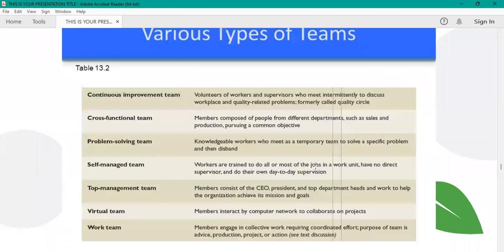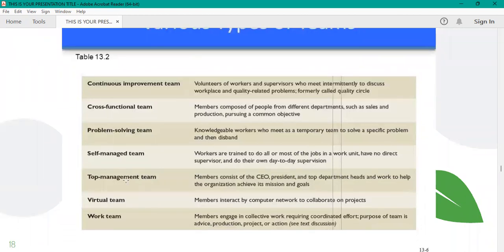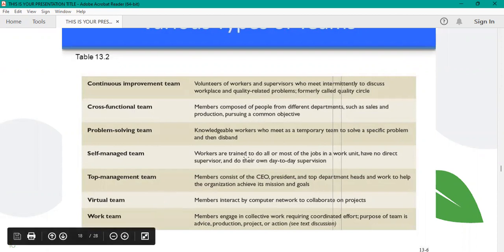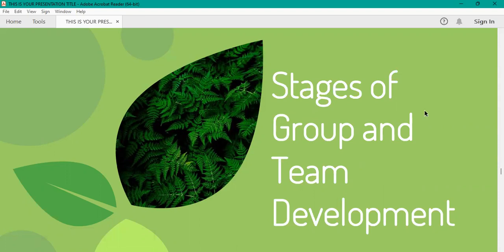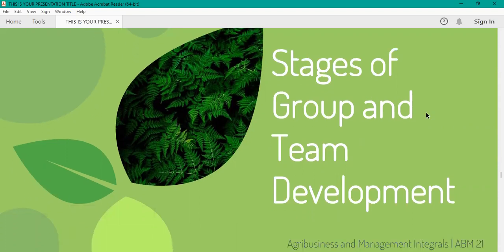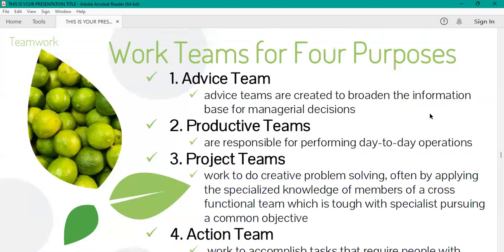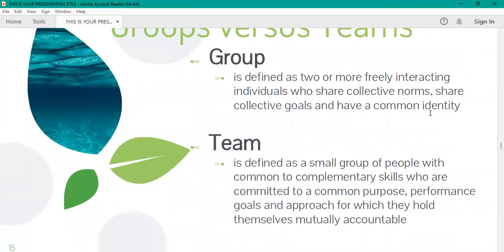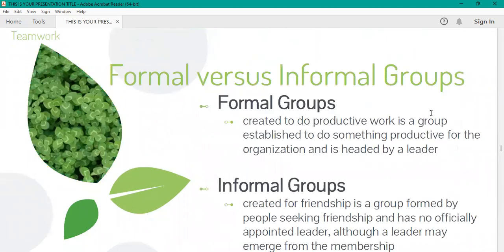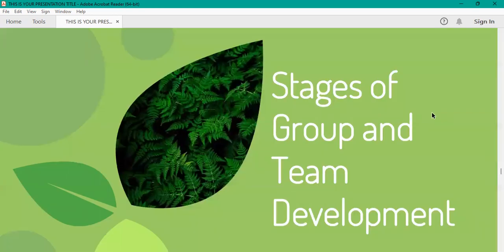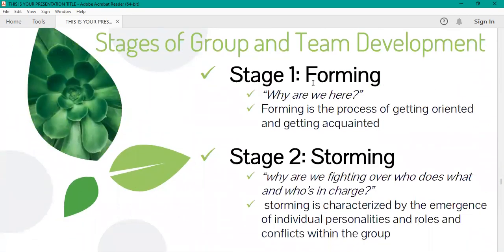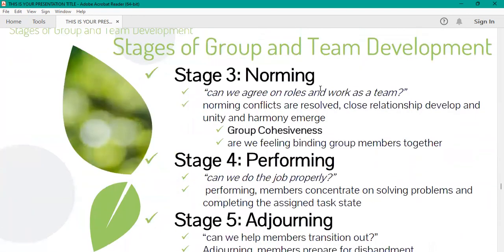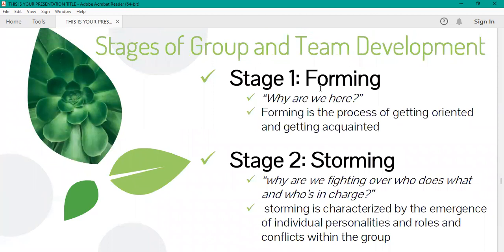We have various types of teams here. As you can see, self-managed team, top management team, virtual team, and work team. So how about the stages of groups and teams? We discussed the previous types of teams, the group versus team, teamwork itself. Now, stages of group and team development. We have five stages of group and team development.